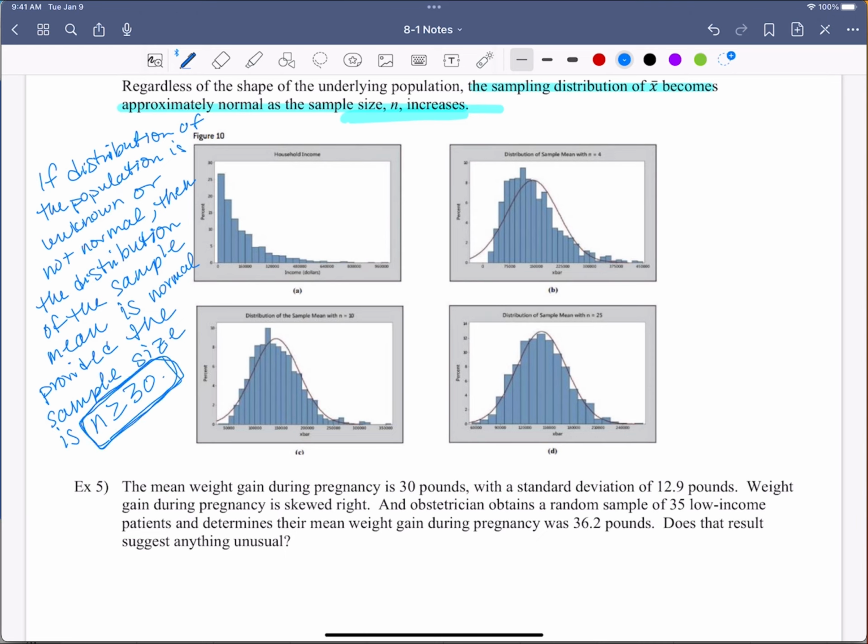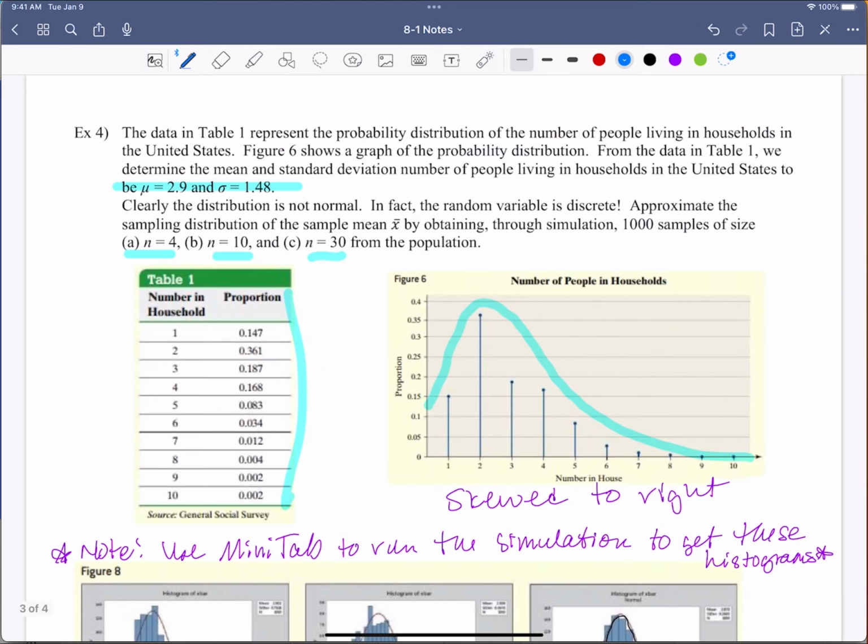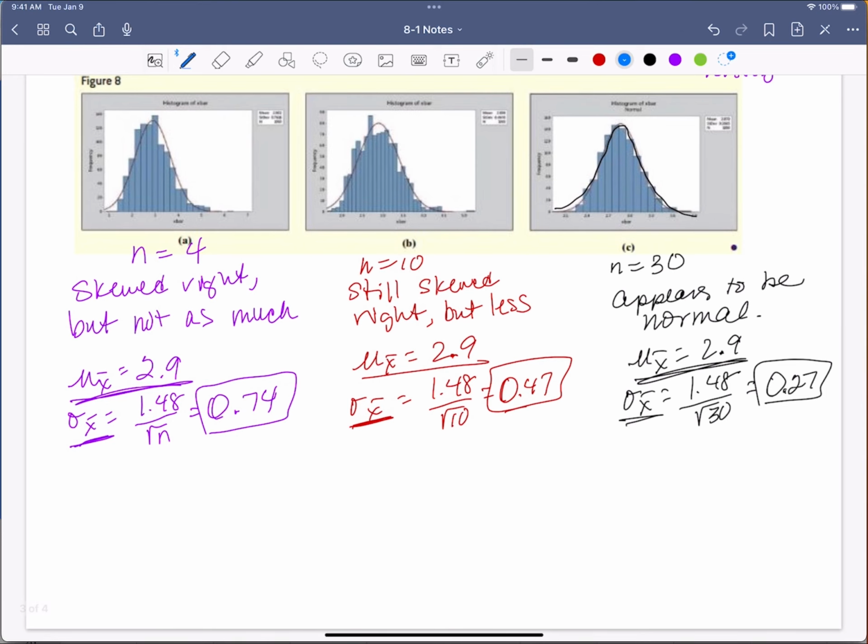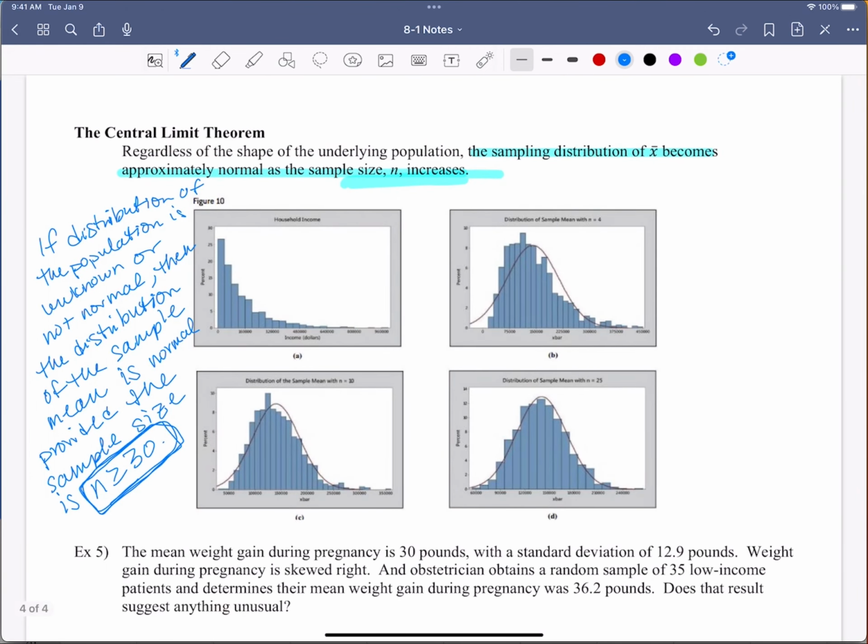That is the key. So notice what's happening here. Skewed right, skewed right, skewed right. I'm going to go back to that previous one and look what happened. When we hit 30 here, that's when it started to appear normal, when my mean was lined up in the middle. Here, it's called the central limit theorem.